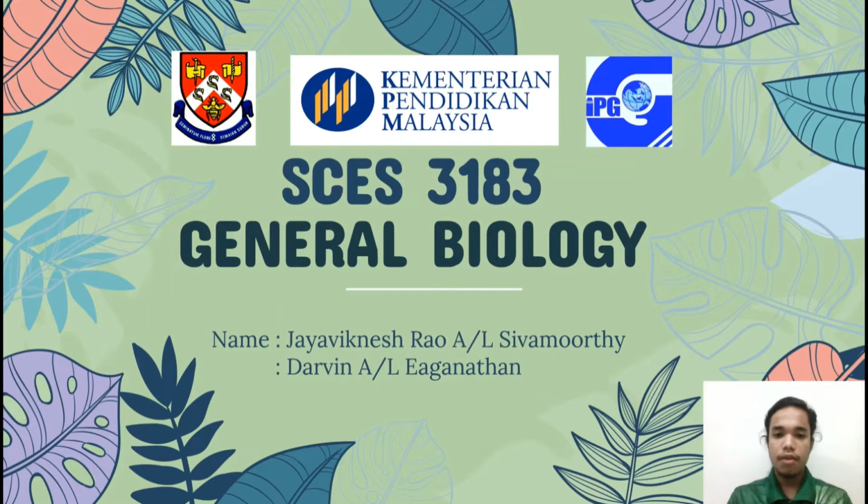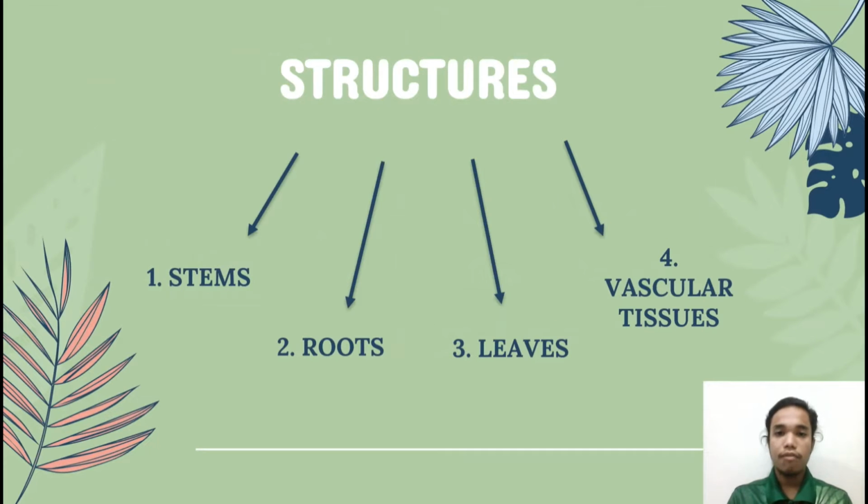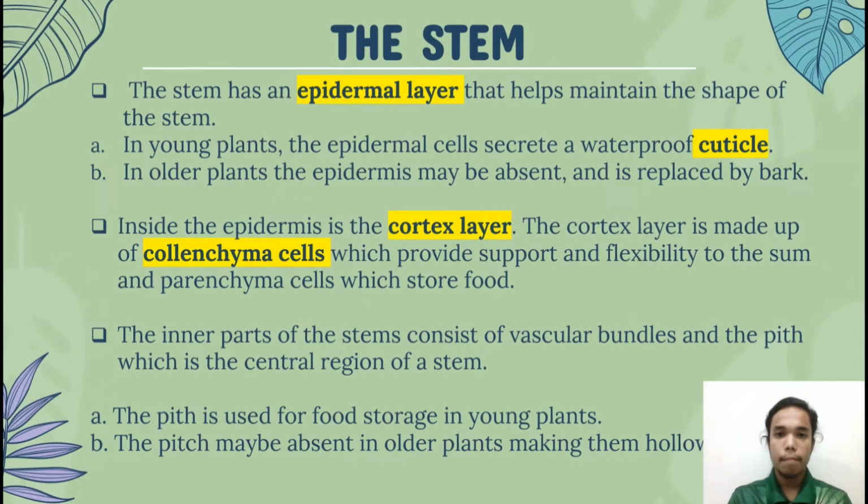Today, I am Jayaviknesh Sivamoorthy, together with Darvin Eaganathan, will be presenting about the structure and functions of plant parts. There are four structures in plant parts, which are the stems, roots, leaves, and vascular tissues. We will begin with the stem.